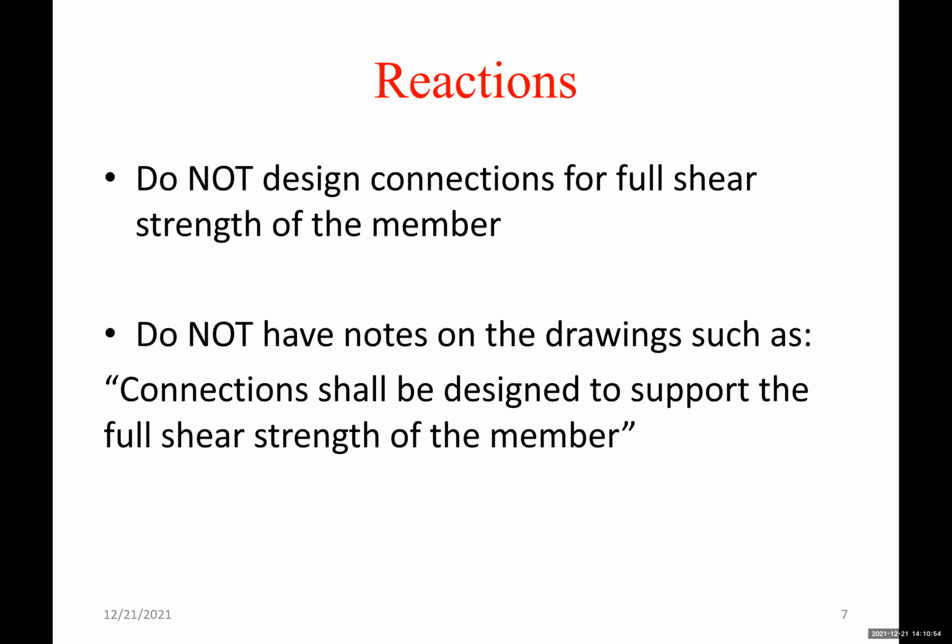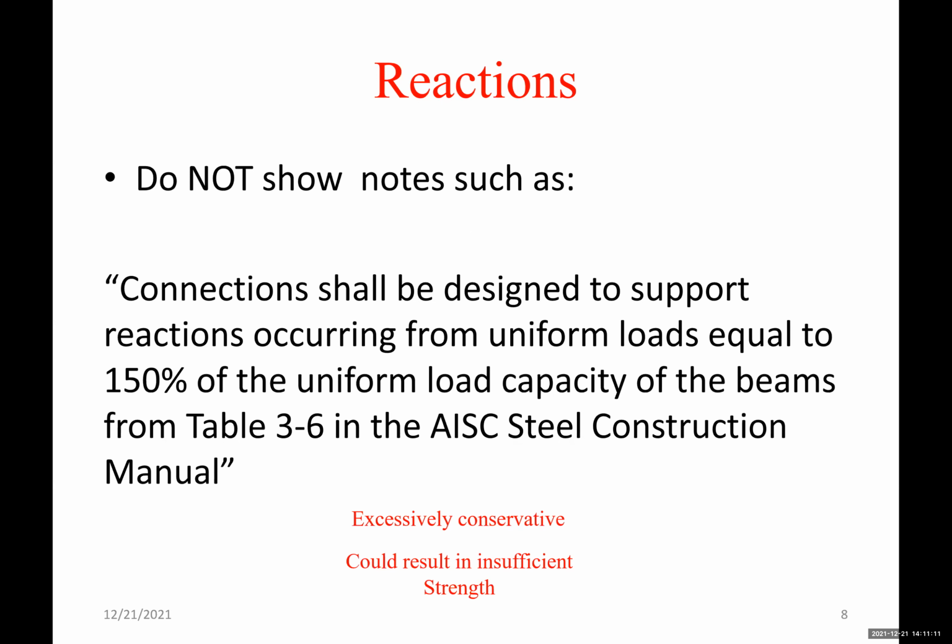Okay, if you look at old drawings, not really old also, you should see something like this. And I have seen this early on in my career as notes on the drawings, and also even a percentage of that. And do not show notes such as connections shall be designed to support reactions occurring from uniform loads equal to 150% of uniform load capacity of beams from table 3-6 in the AISC steel construction manual. Now, this is a famous table that gives the maximum uniform load for every W shape. Okay, so many engineers refer to that, and they used to have such notes on the drawings. I mean, this is excessively conservative and could result also in insufficient strength in some cases, like this case.